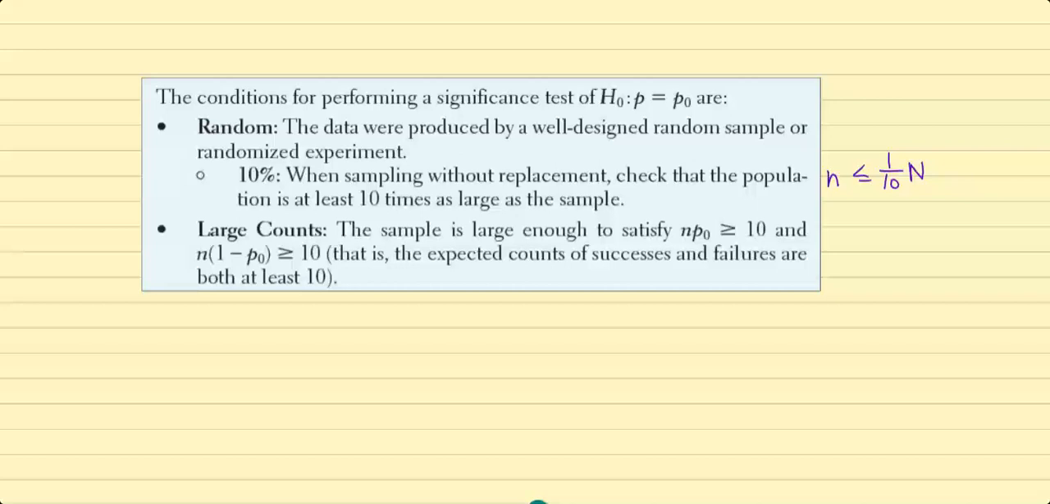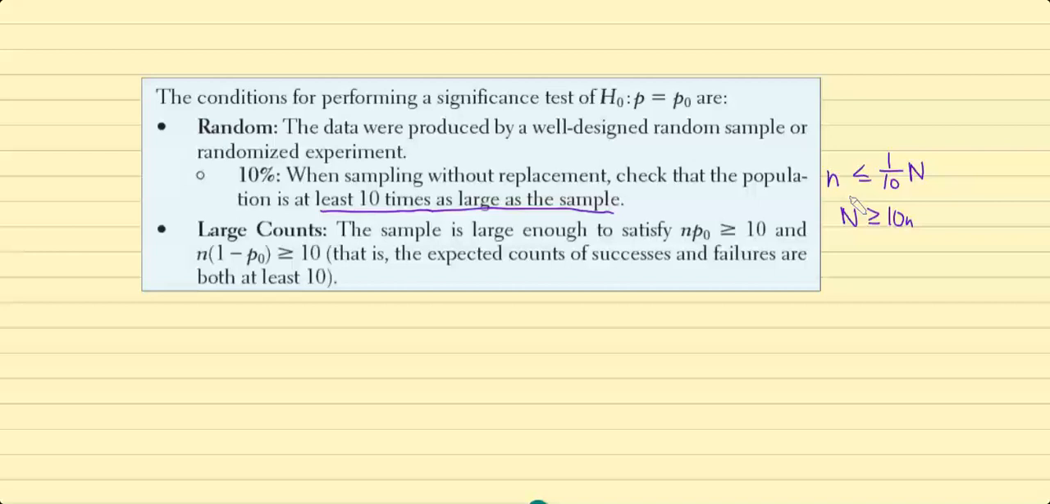Then we have the 10% rule, which means that the population has to be at least 10 times as large as the sample. One way that could be written is n less than or equal to 1/10 N, or you could write N greater than or equal to 10 little n.